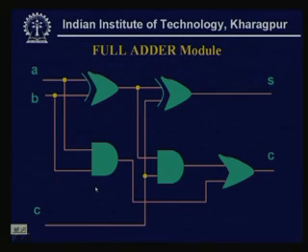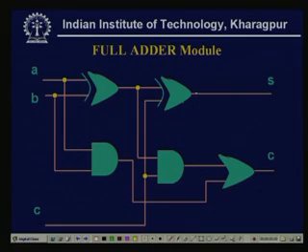Now, already we have read the full adder module. The sum was A XOR B XOR C, where A and B are operands and C is the carry in, and this is the carry out, which is AB plus BC plus CA. Now, this is one module we already discussed.